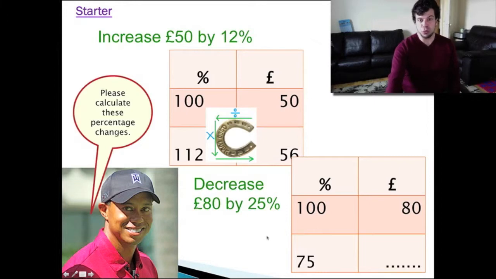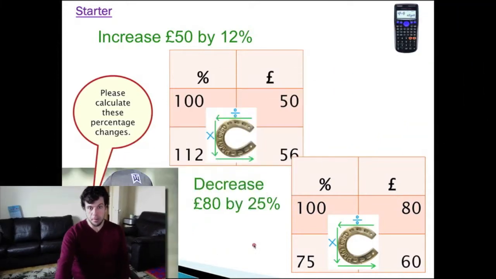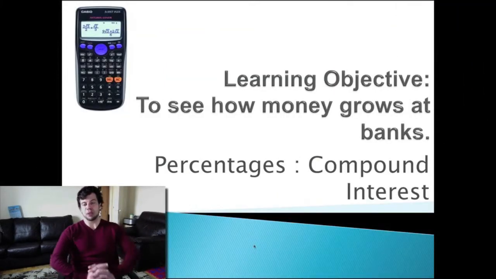The same as before, the divide, multiply, horseshoe. D for divide, M for multiply. 80 divided by 100 times 75 on your calculators should give you £60.